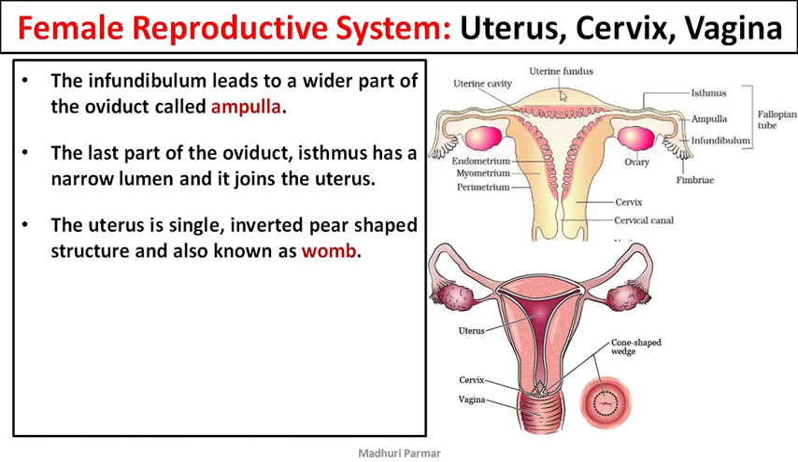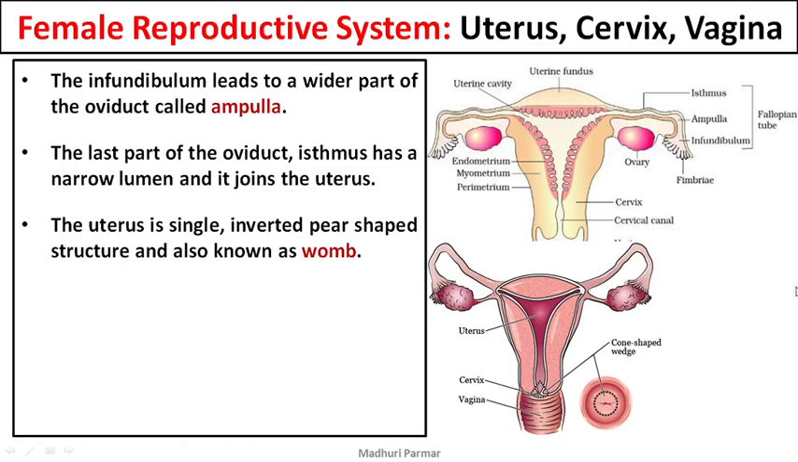The uterus is a single inverted pear-shaped structure. If you look at it, it looks like an inverted pear. People normally ask me, ma'am, it does not look like a pear, because they look at this portion, which looks like an inverted triangle actually. But when they are saying pear, they are talking about this outer boundary, the whole organ, it looks like a pear, hence the name.